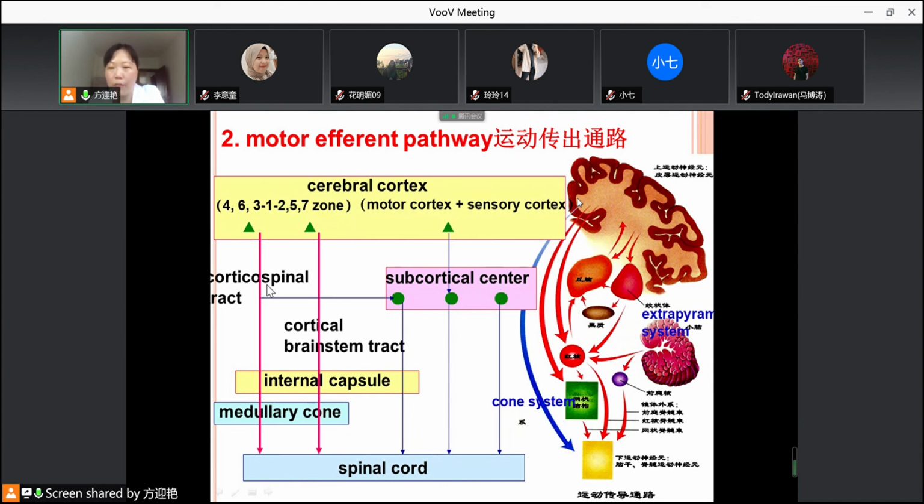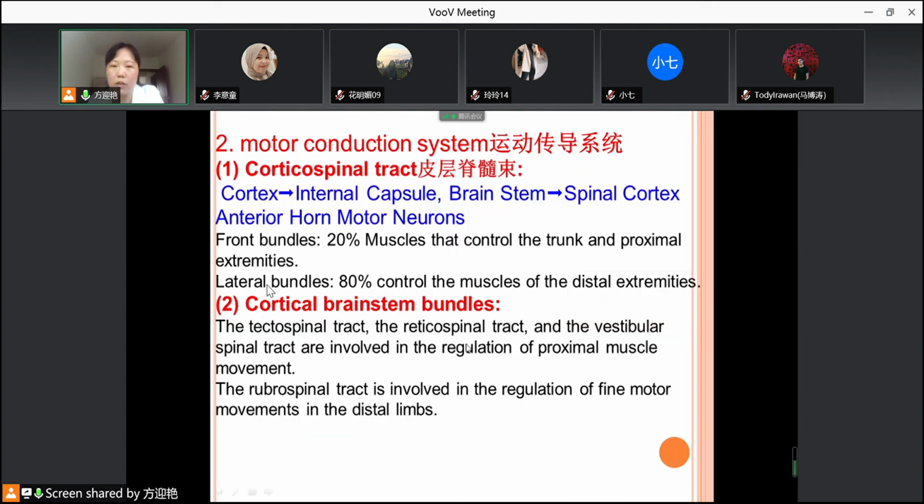So we can know that this takes part in many brain nuclei like that. It also takes part in movement design or movement coordination. So here I will talk about the motor pathway.